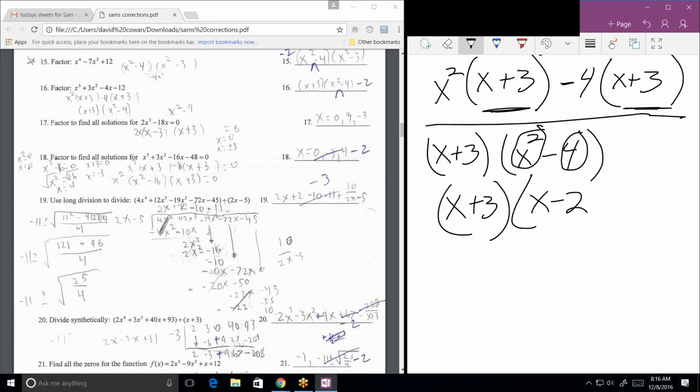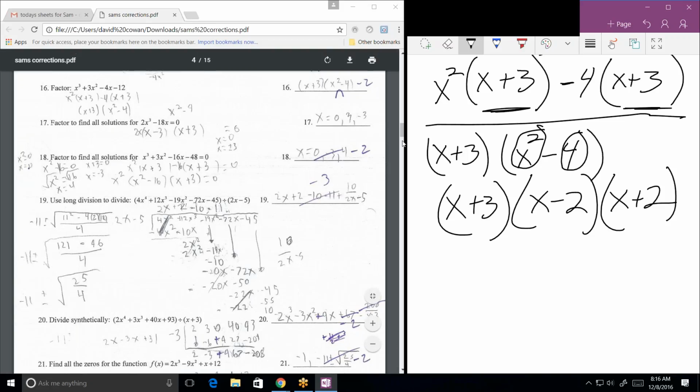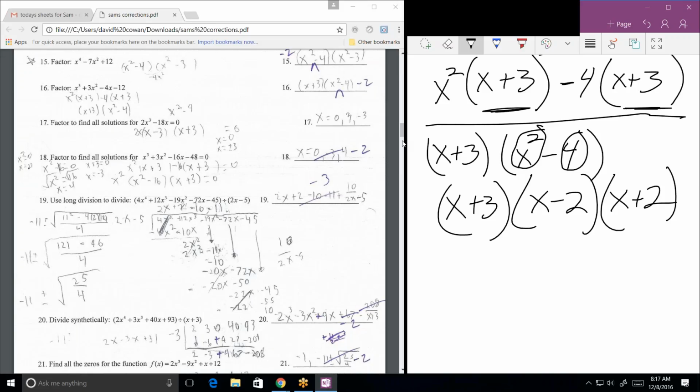Square root of x squared is x. The square root of 4 is 2. And then the next part is always just the conjugate of it. Okay. So those are my 3 linear factors, and you know what the 3 solutions are. -3, +2, and -2.